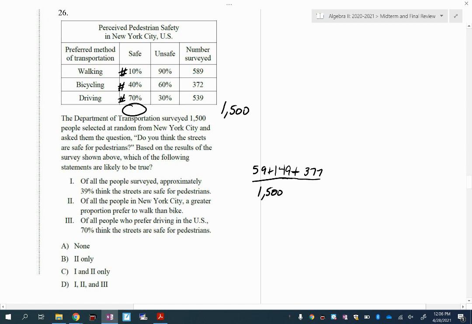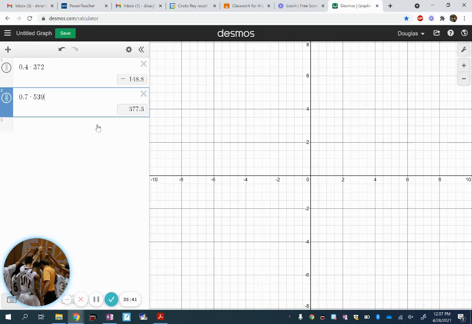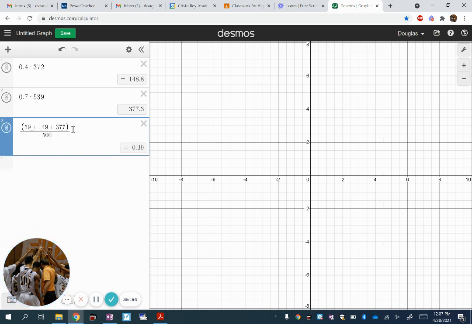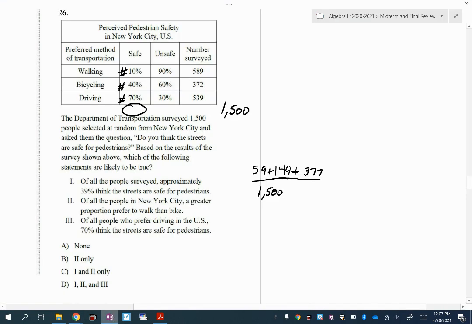Okay, so if I add those together in the numerator and divide by 1,500, I'll get my answer, and I'm hoping that it's 39%. So we have 59, put those parentheses, plus 149 plus 377, all divided by 1,500, and you get, bingo, 39%. All right, so thanks for making me do all that work, SAT.